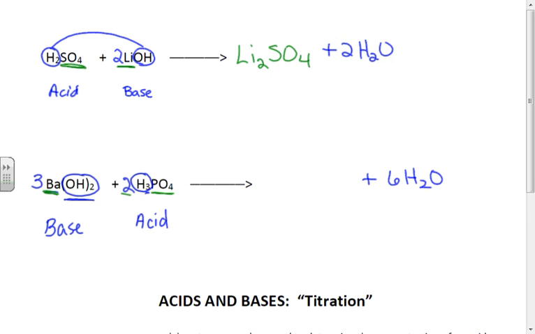So barium is our metal, so we'll write it first. Remember, we're going to use the subscripts to show that we have 3 bariums. And then phosphate, PO4, is a polyatomic ion. We have to keep it together. But we have to show that we have 2 of them. So we put it in parentheses and put the 2 after.